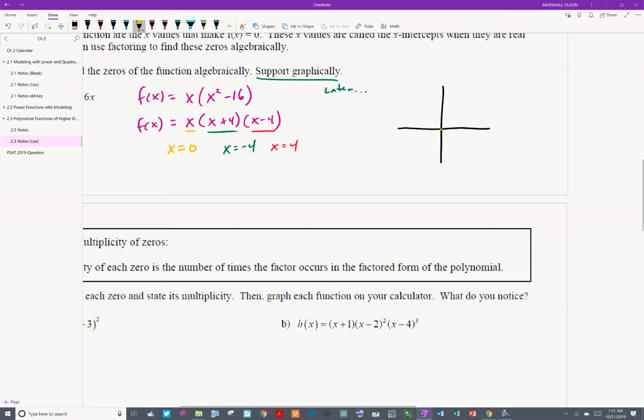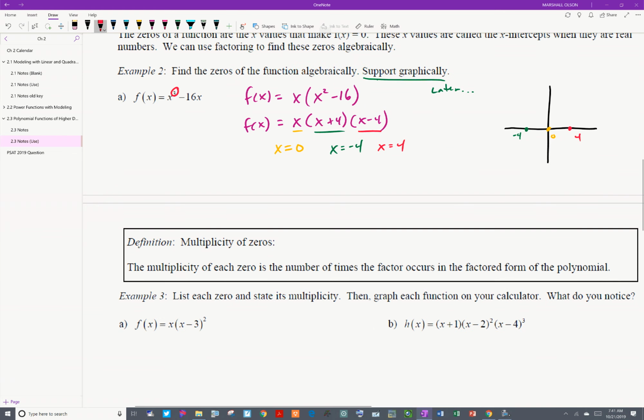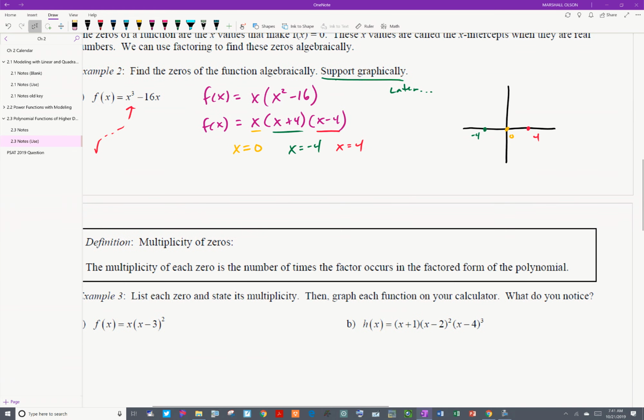So I'm going to plot the zeros on this x-axis here, and go 0 right there, and then we've got a 4, and we've got a negative 4. Now if we use our end behavior, which says it's odd and it's positive, we know that this thing is going to look like this from left to right. So using that idea along with the zeros, I think this is going to look something like this.